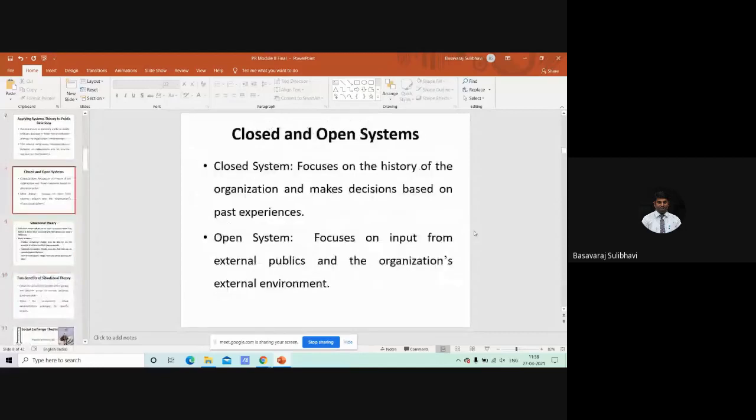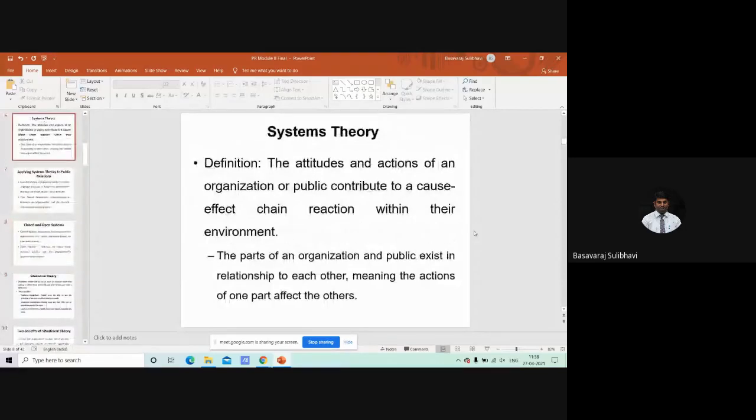Any doubts that you people have in this system theory? Any doubts? If you say no, I can continue. No, sir.